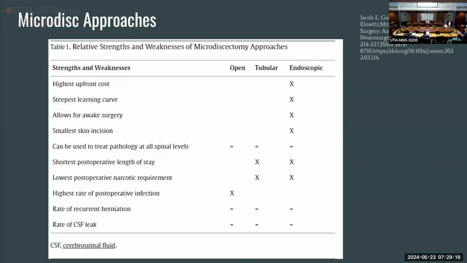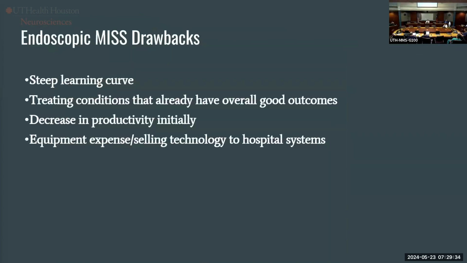Smallest skin incision, all of them can treat any level. Endoscopic is better for length of stay, narcotic requirement, decreased infection, blood loss, etc. All of them have a similar risk of recurrent herniation and CSF leak. So again, drawbacks, very steep learning curve. I don't think I've ever seen a new learner do a single level decompression faster than 3 hours, which is 3 times slower than probably what they would be doing with tubular surgery.